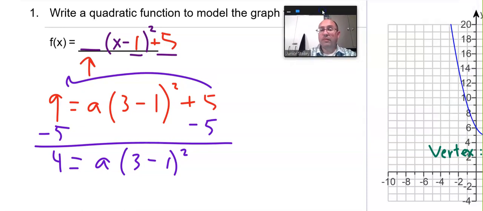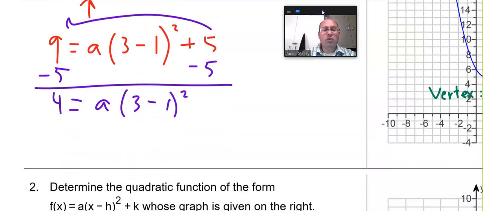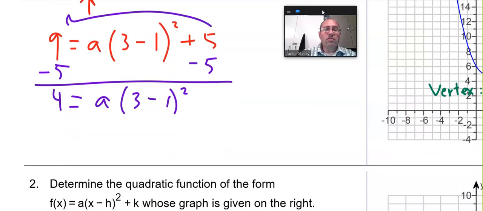My face is in the way. Okay, so now what? We're going to, let's see, 3 minus 1 is 2, and 2 squared is 4.